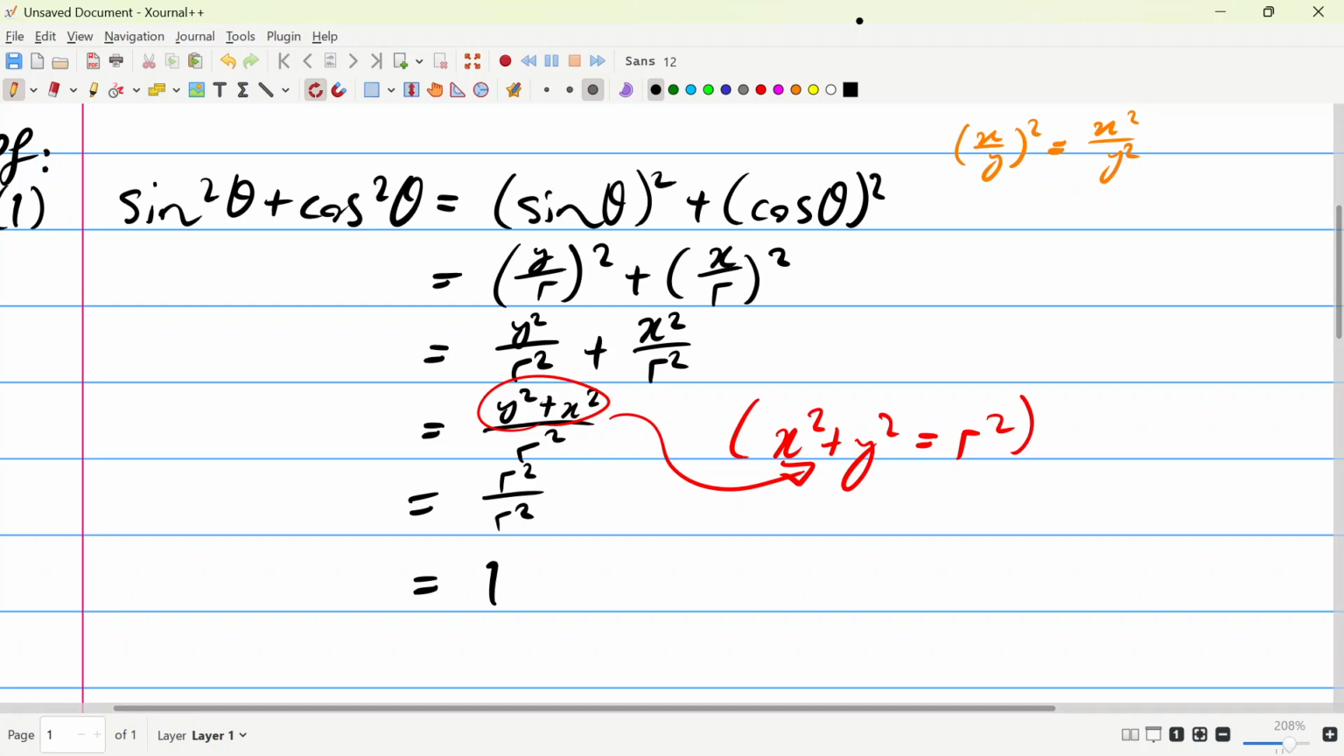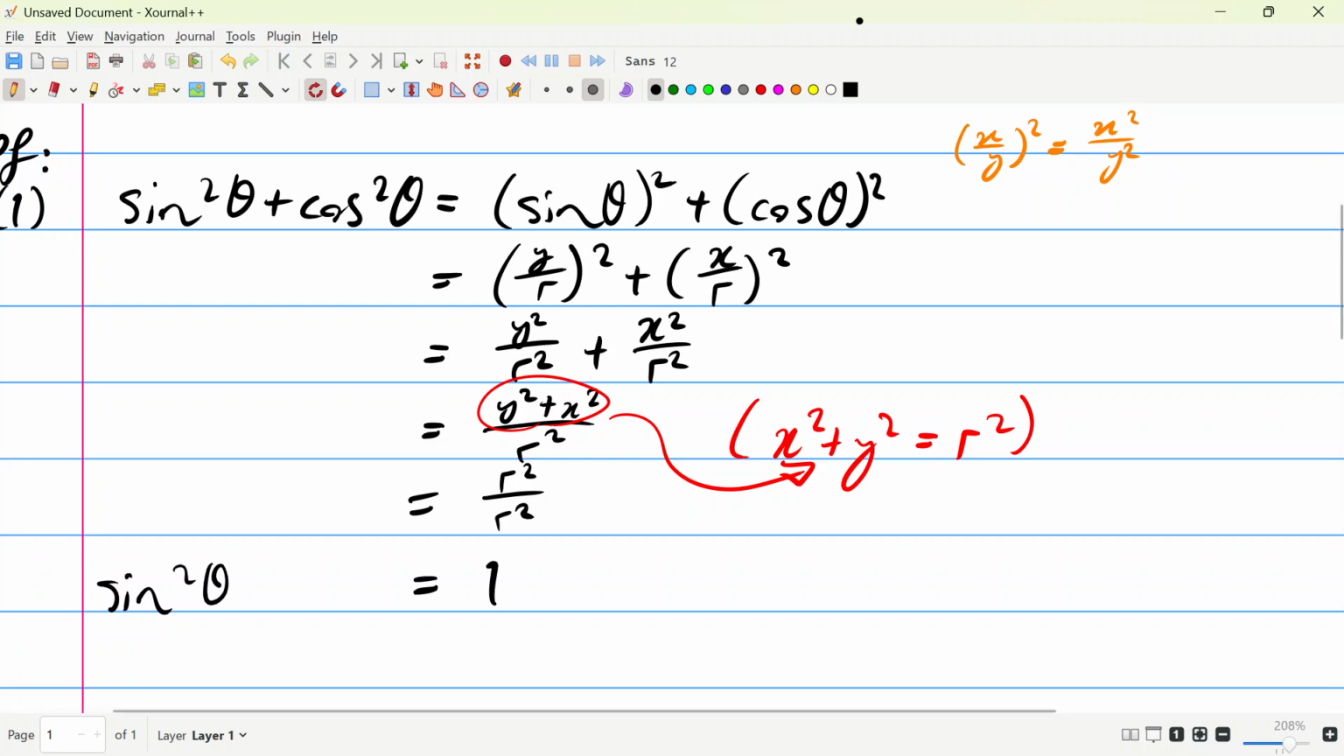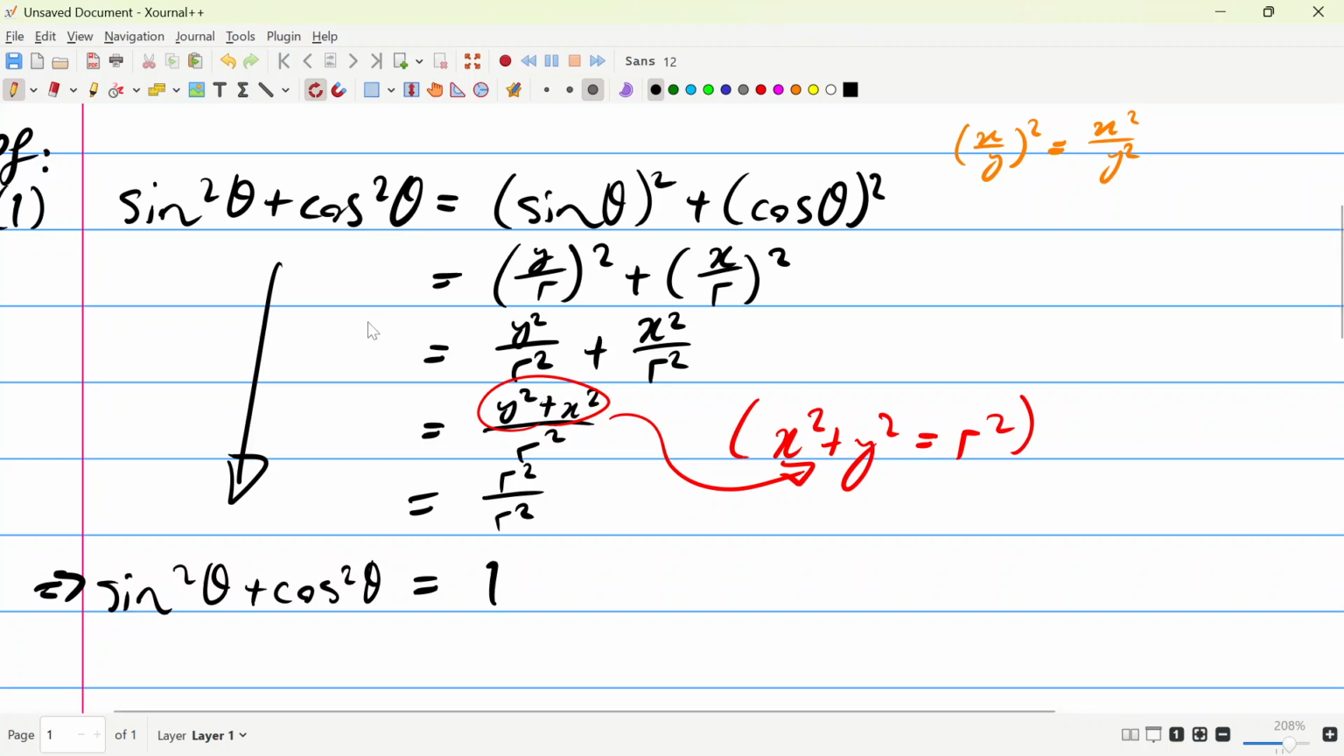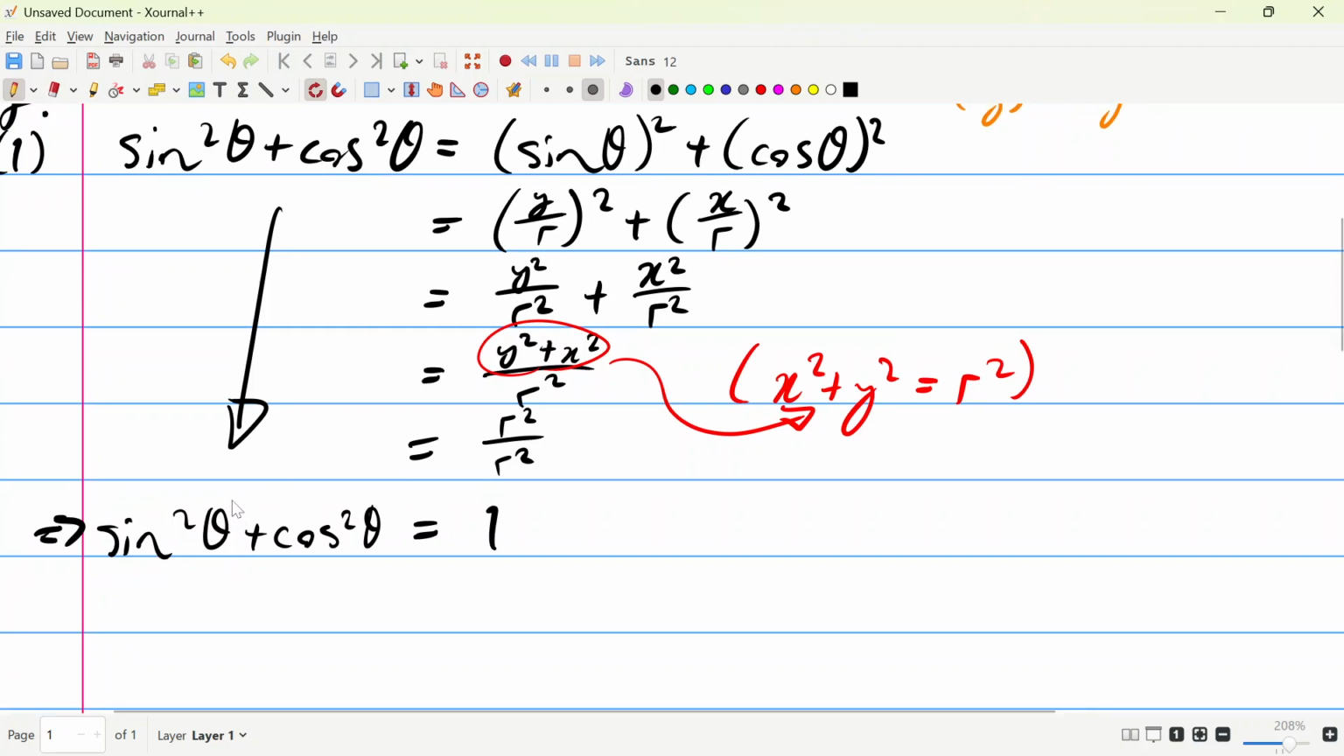So this is the proof of why sine squared theta plus cos squared theta is equal to 1. It'll always work like that. And notice that you need to be careful. You see theta, these theta values must be the same.